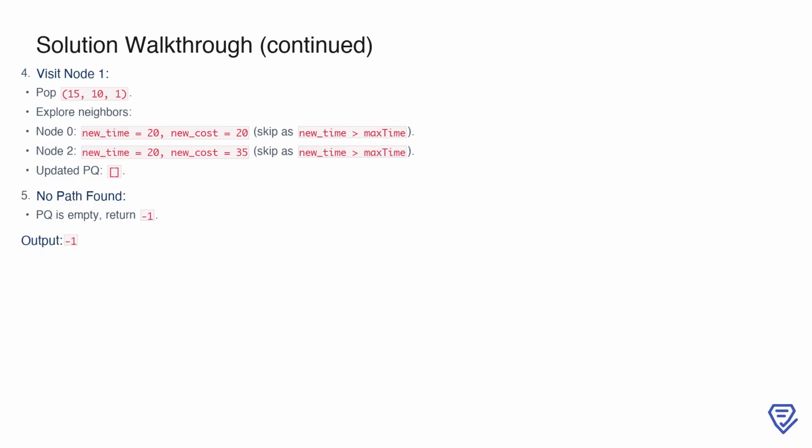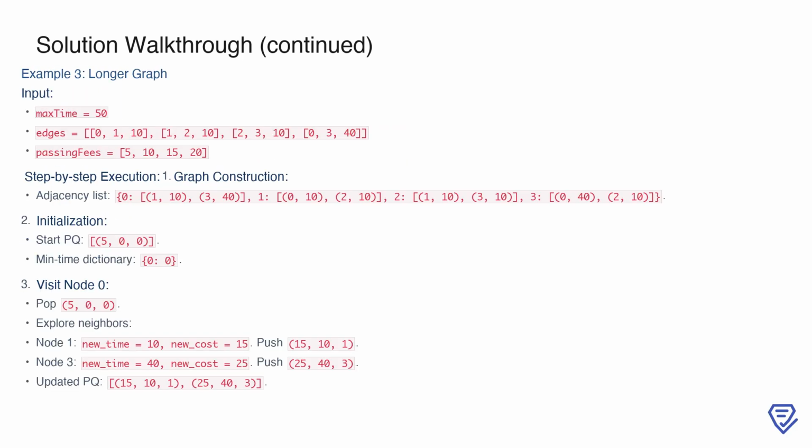As a result, we return -1 to signify that no valid path exists. In this example, the graph is slightly more complex, and the maximum allowed time is 50. The graph consists of 4 nodes, with connections and travel times as specified. First, we construct the adjacency list, which shows that node 0 is connected to nodes 1 and 3, and so on. We initialize the priority queue with (node 0, 5, 0, 0), and set up the min-time dictionary with {0: 0}. At node 0, we explore its neighbors.